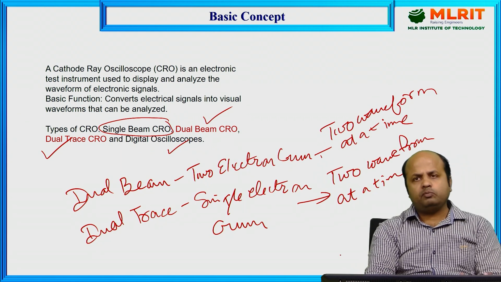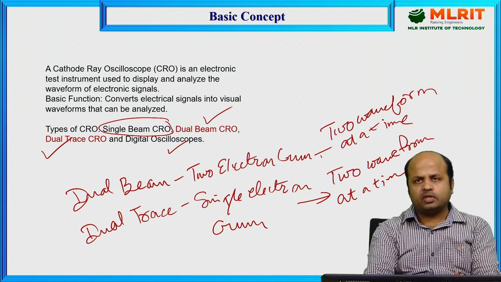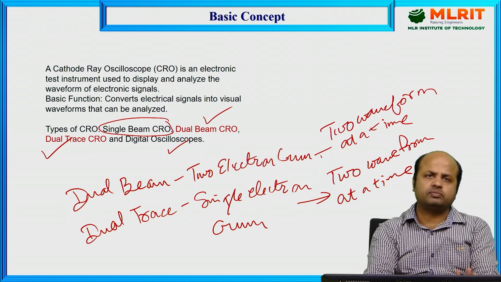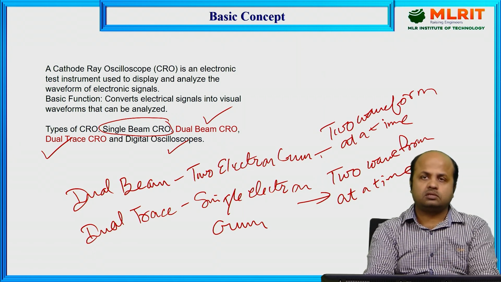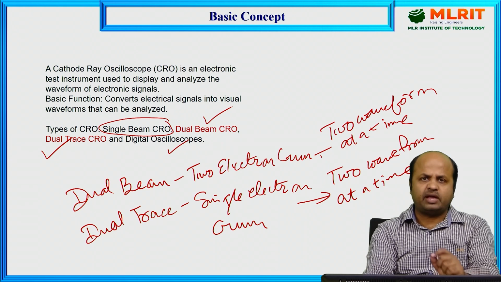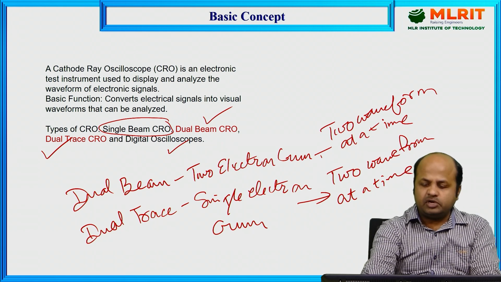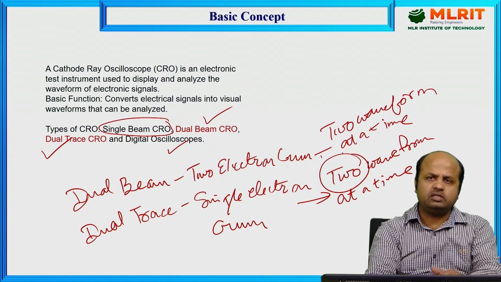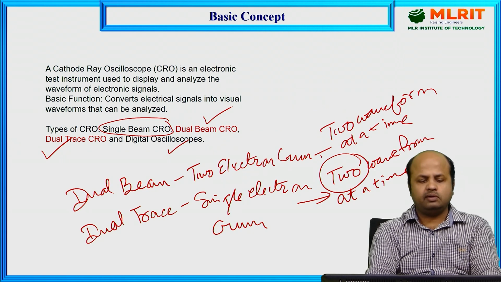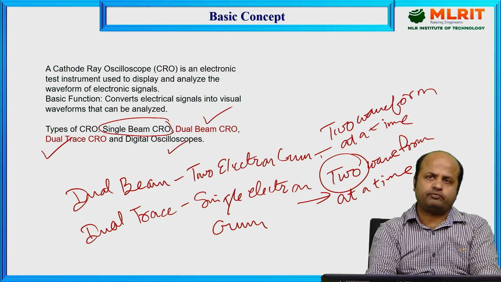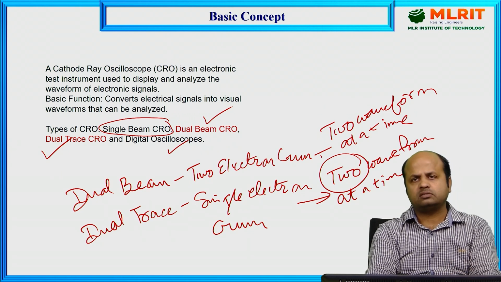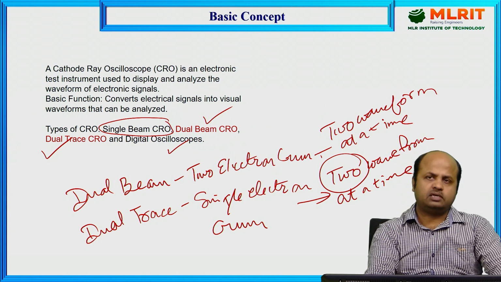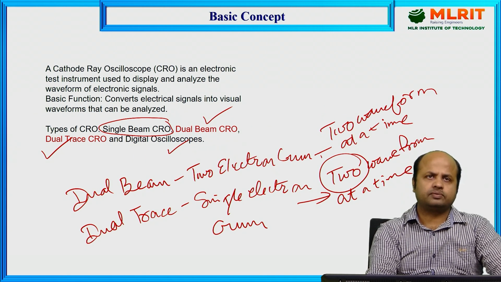So, dual beam or dual trace. Dual means two. It will display two waveforms at a time. In dual beam, using two electron guns, it will display the two waveforms at a time. And in dual trace, in spite of having a single electron gun, it has the ability to display two waveforms. Only the displaying mechanism is different in both cases. So, dual beam CRO displays two waveforms at a time, dual trace also two waveforms at a time, but the displaying mechanism is somewhat different. Let us understand in the upcoming slides.